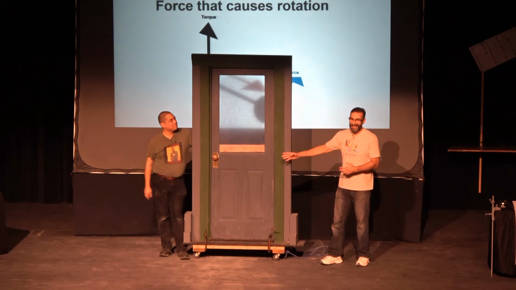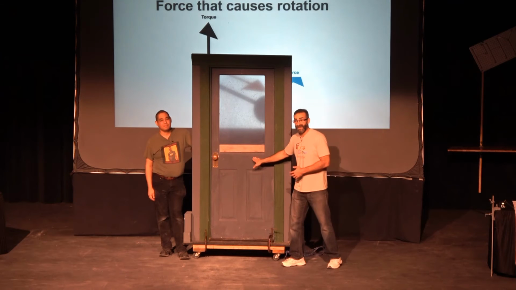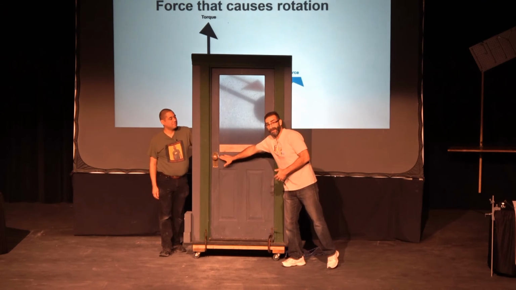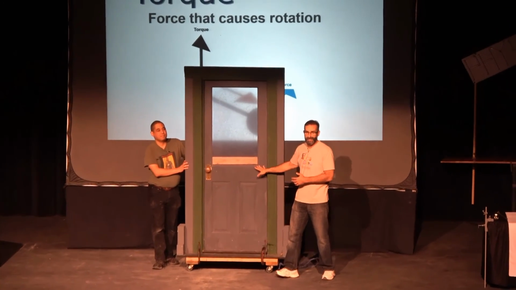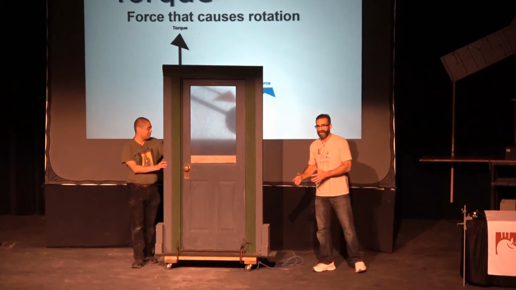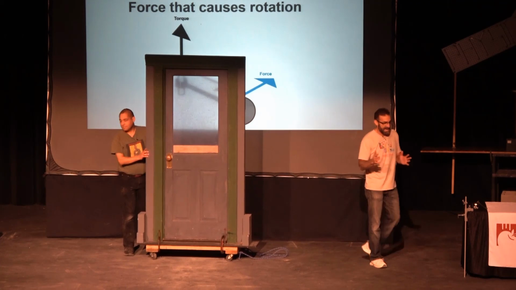And so you can try that at home, push on different parts of the door, and see how it's easier when you push far away from the hinges to get it to spin open, to rotate, than it is when you push close. And that's the idea with torque. It's a combination of the force and the distance.